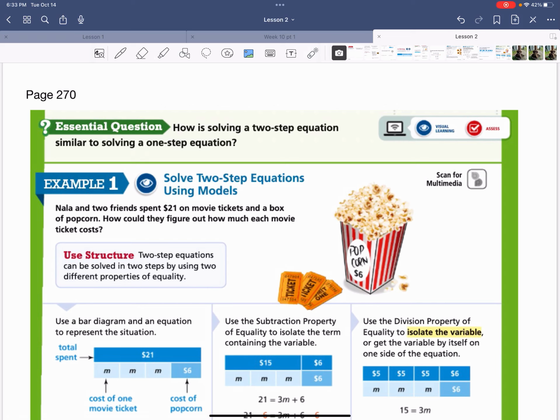Good morning, everyone. Today we are moving into lesson 2 of unit 3, which is solving two-step equations. So we have looked at this before in Bell Work, and we went into it a little bit yesterday as we were writing the equations. So I think this should be an easier one to catch along with. So you should be on page 270, ready to go, and I'm going to get started.